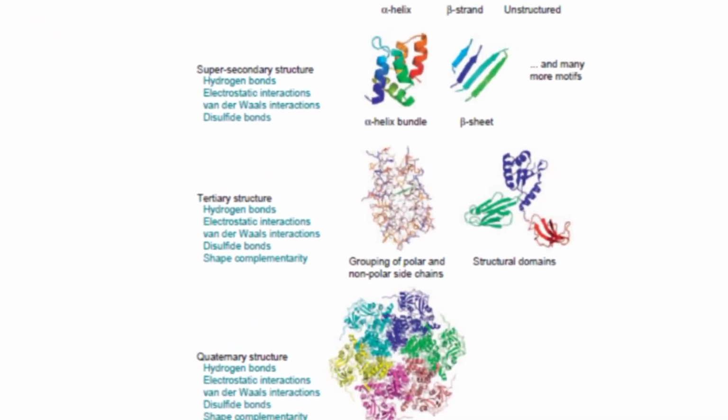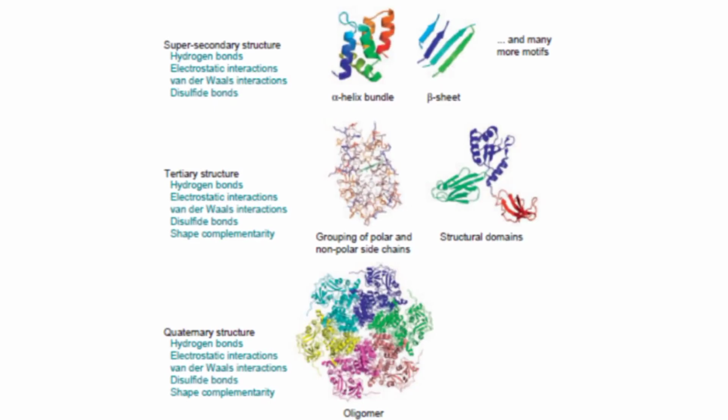Quaternary structure is when you have two or more tertiary structures interacting together, and they are still stabilized by hydrogen bonds, electrostatic interaction, van der Waals interaction, disulfide bonds, and shape complementarity. The essence of quaternary structure is for their functionality. Most allosteric enzymes or allosteric proteins exist at the quaternary structure.